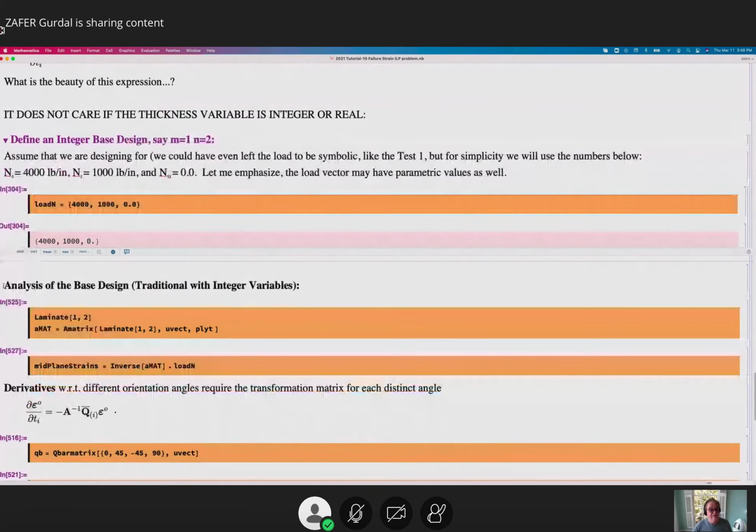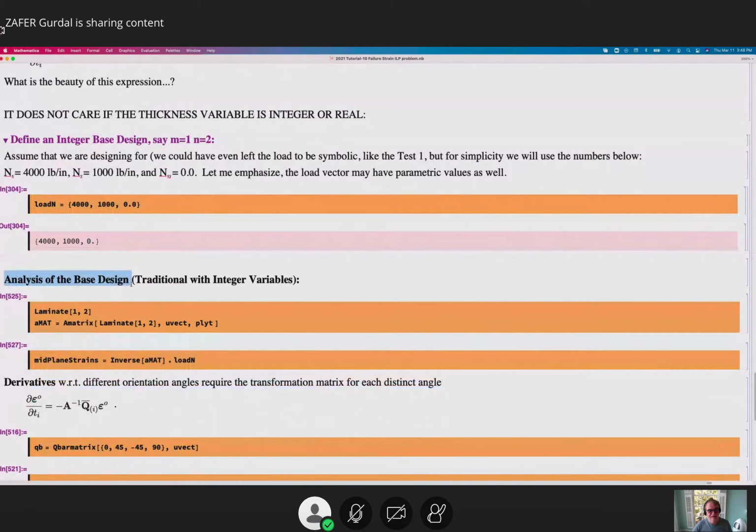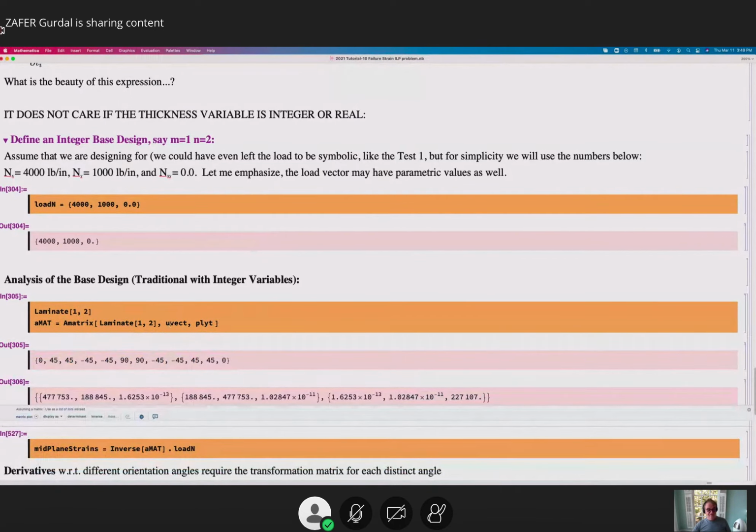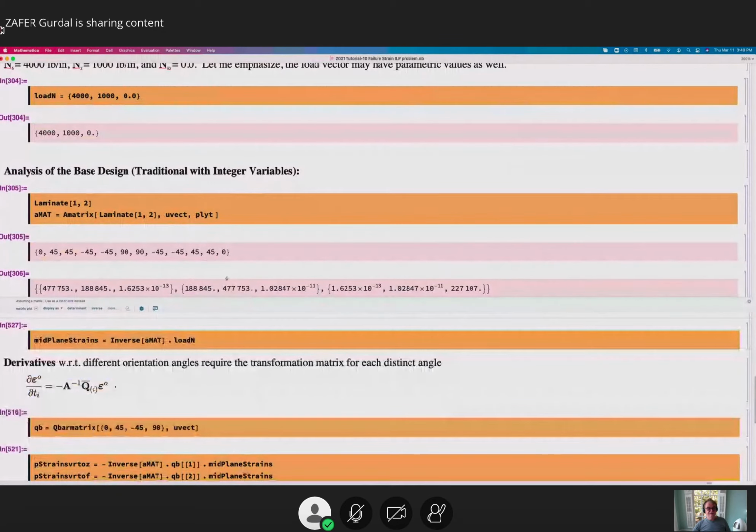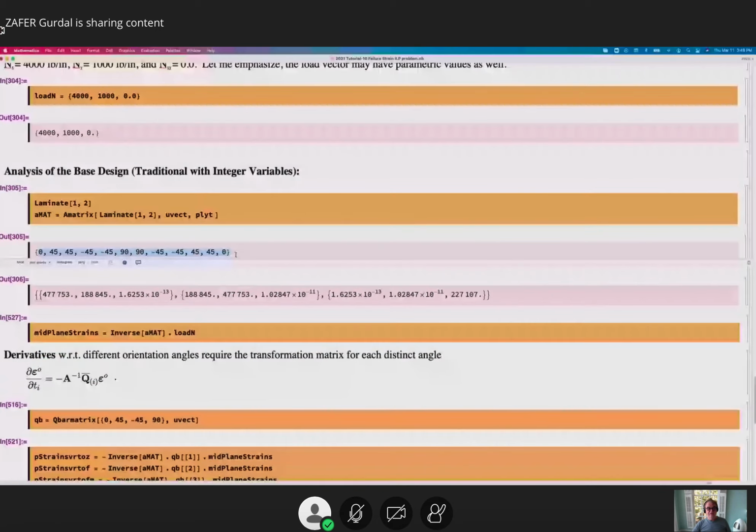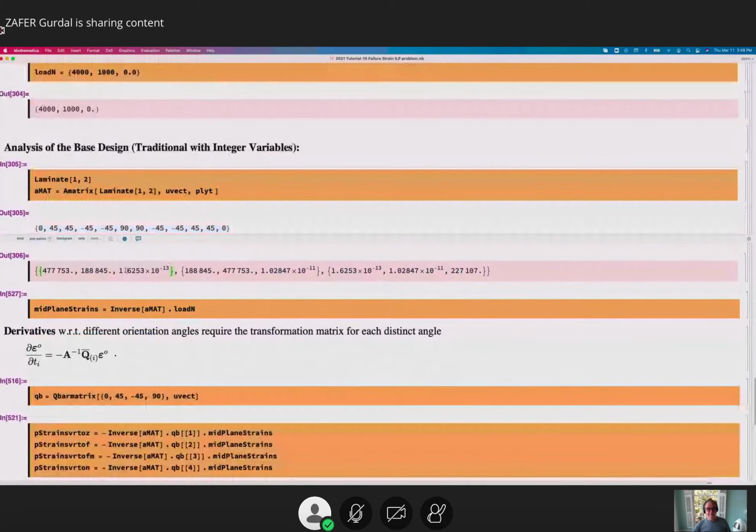And I'm going to do the analysis of the base design and find the derivatives of the base design using the traditional approach with integer values. Okay, and for that, I need the limit 1, 2. That's what I'm demonstrating at this base point, and compute the A matrix with these integer values. So this derivative is going to be computed about this laminate with m and n values of 1 and 2. This is the A matrix value.